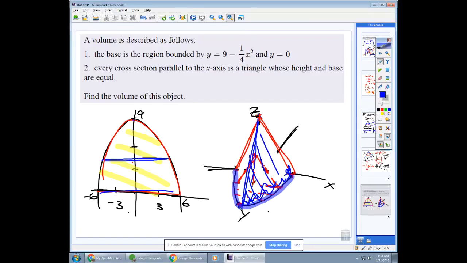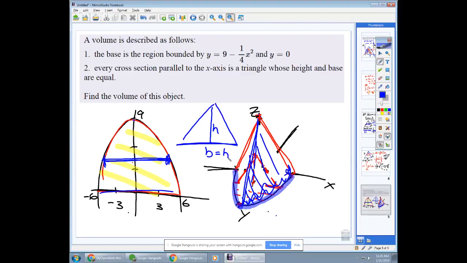So for me to do this, do you have to draw the 3D picture? No. But you've got to draw the 2D so you know what part of your cross-section looks like, because we need the dimensions of that cross-section. We need to figure out how long that line is, because that's going to be the base of a triangle. That's going to be the base of some triangle right here. The height of the triangle is going to be equal to the base.